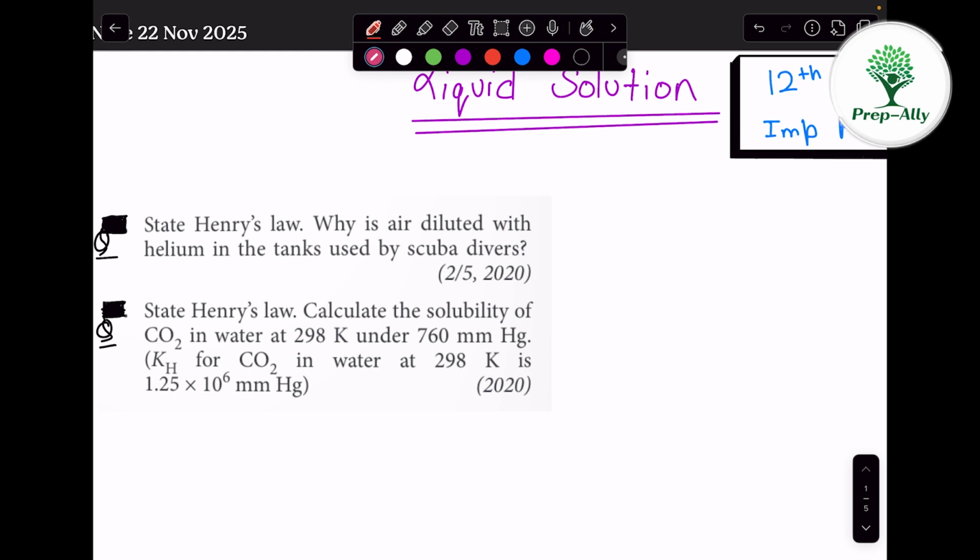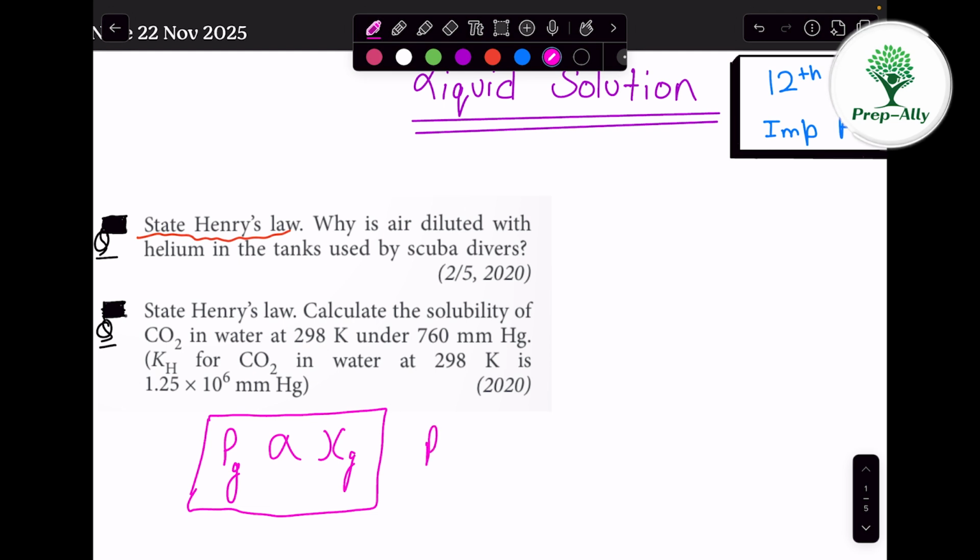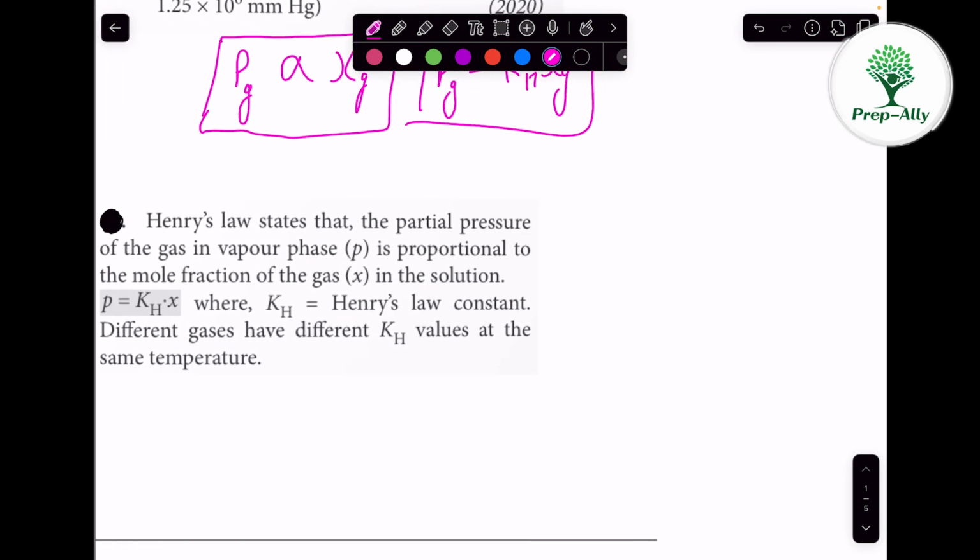Then state Henry's law. Again, the same kind of question, now related to the numerical. So first of all, we need to see what is the exact definition of Henry's law. Henry's law is that the partial pressure of a gas above the liquid surface is directly proportional to the mole fraction of the gas inside the liquid or inside the solution. And if you want to write it, partial pressure is equal to Henry constant multiplied by mole fraction.